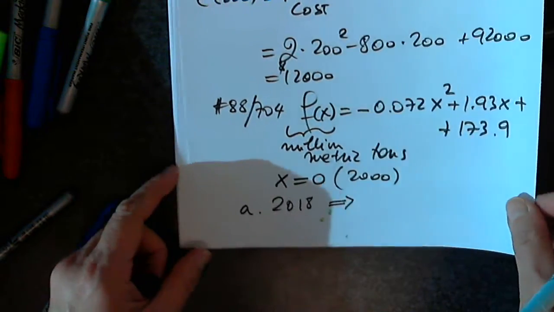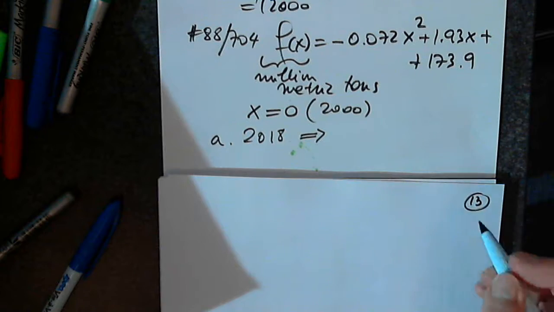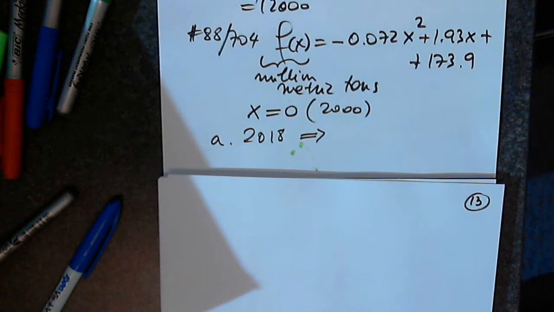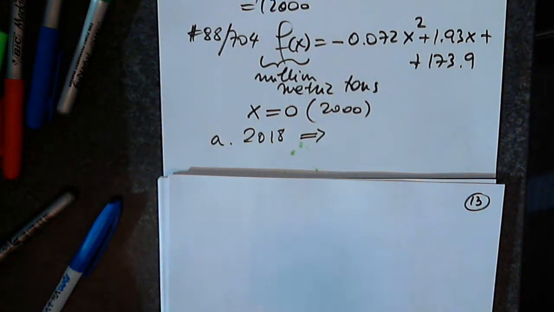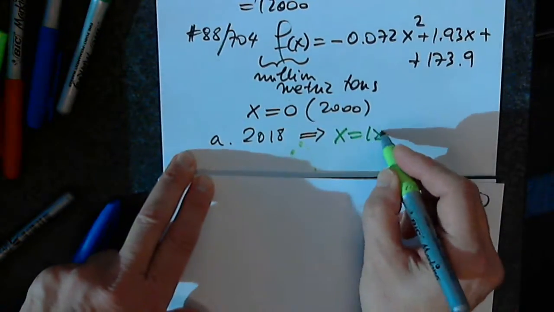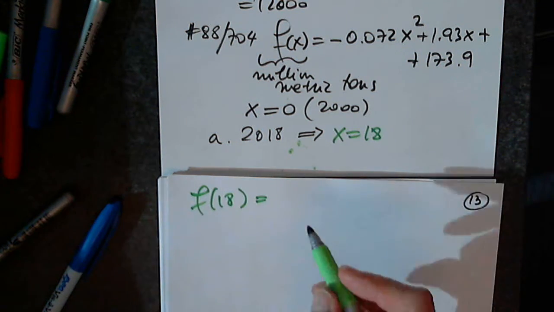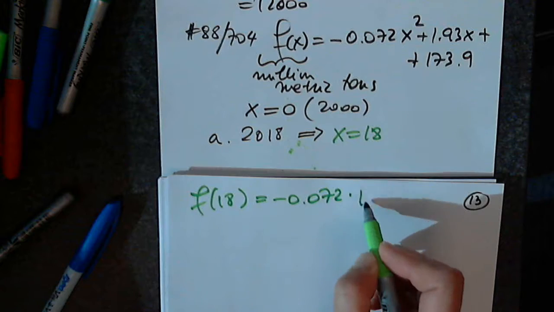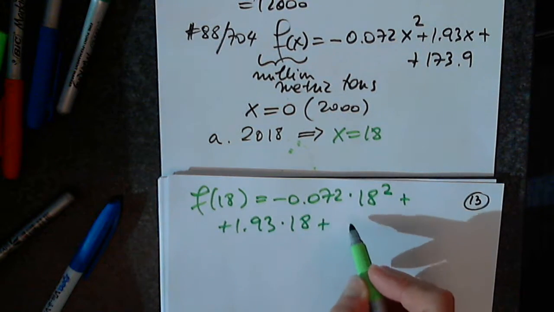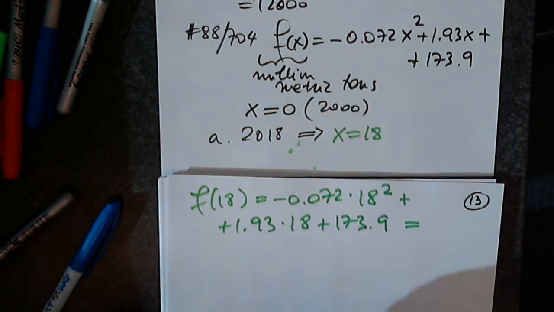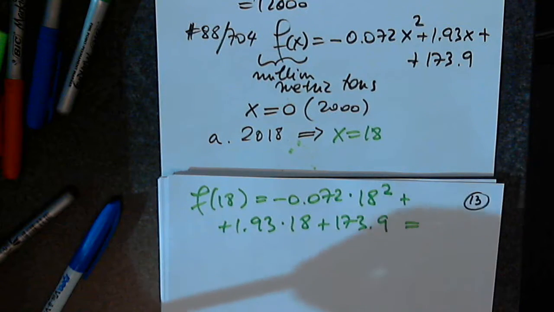So I'm asked to find f of x when x equals? Very good. So this means x equals 18. So I'm asked to find f of 18. So that will be negative 0.072 times 18 squared plus 1.93 times 18 plus 173.9. So please give that to me when you have it. And then we move on to part B.